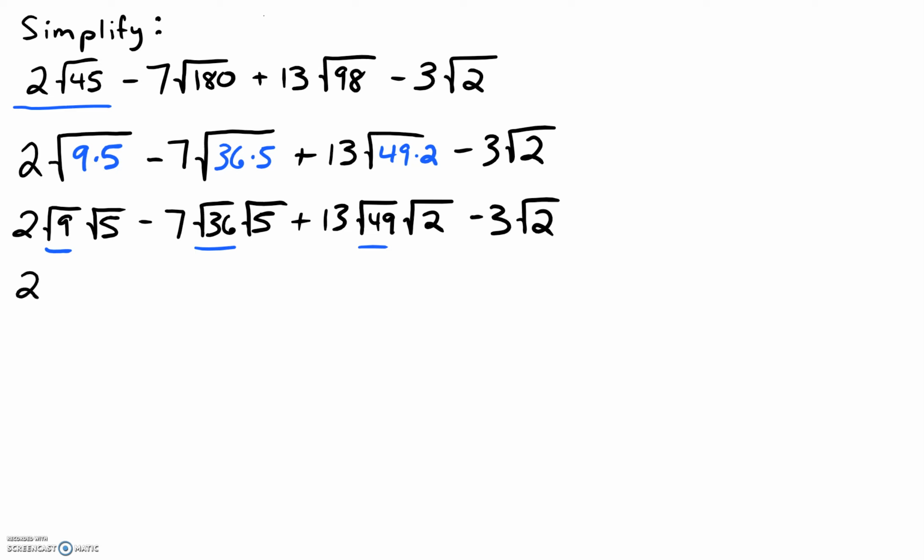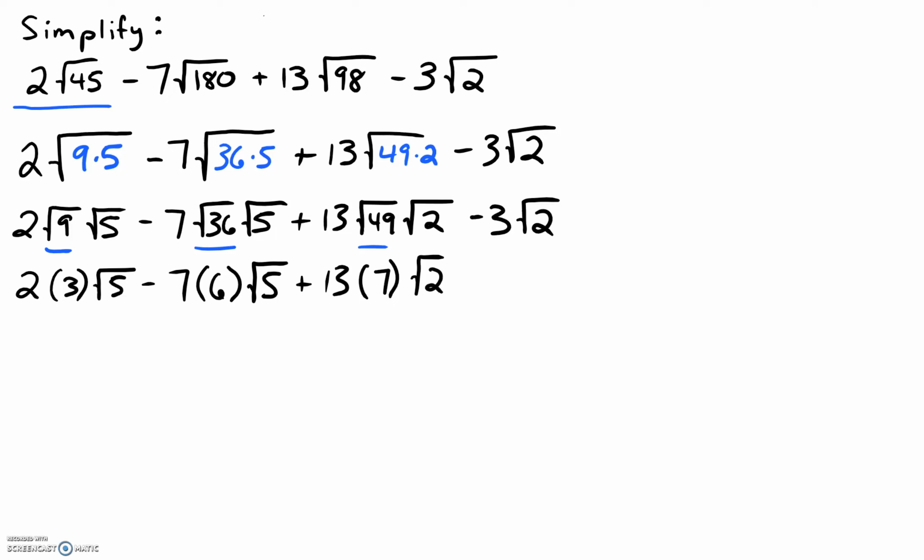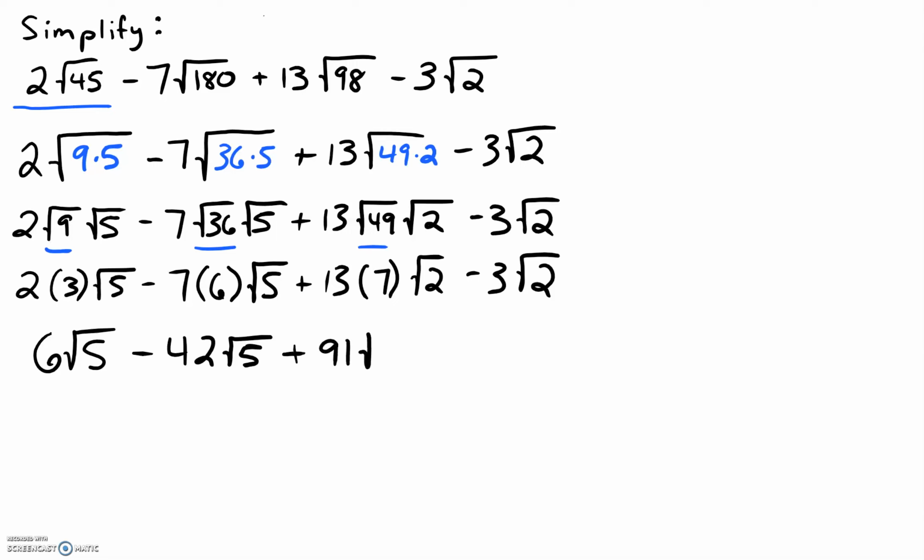So we bring down our 2. The square root of 9 is 3. And just bring down the square root of 5. We have 7. The square root of 36 is going to be 6 times the square root of 5, plus 13. The square root of 49 is going to give us a 7. Bring down the square root of 2 minus 3 square roots of 2. So now let's do some multiplication. 2 times 3 is going to give us 6 square roots of 5. 7 times 6 is going to give us 42 square roots of 5. 7 times 13 is going to give us 91 square roots of 2 minus 3 square roots of 2.